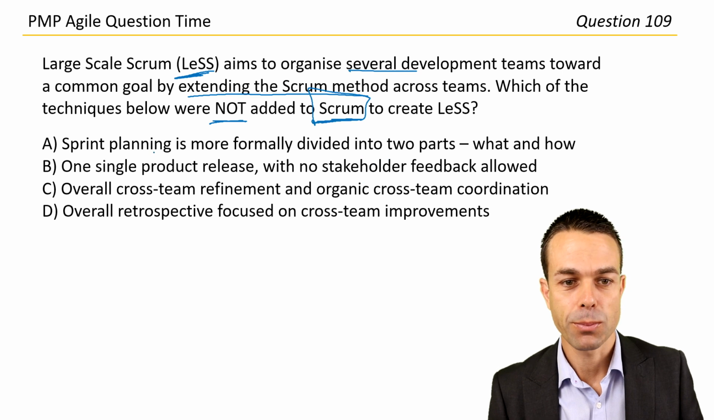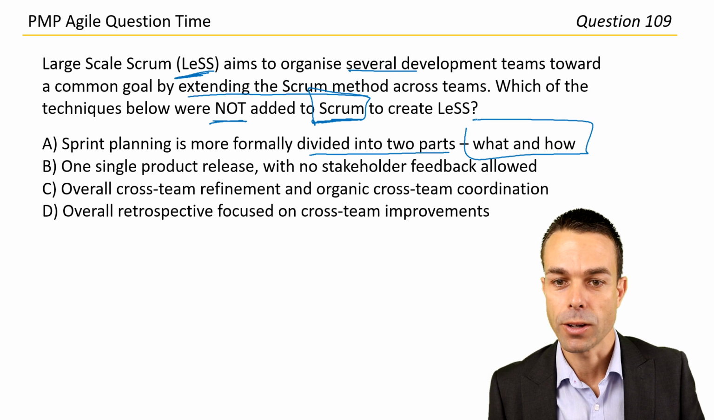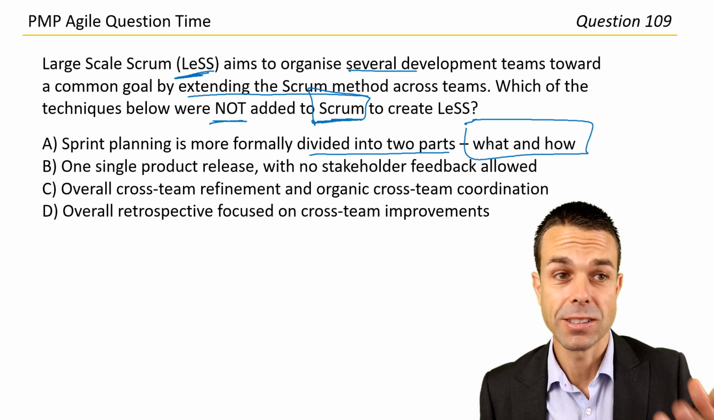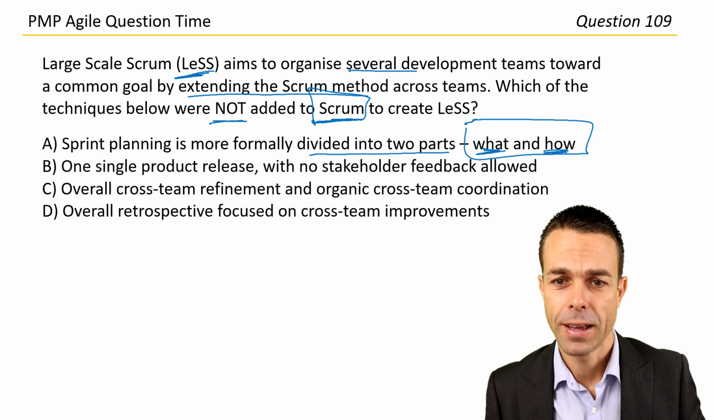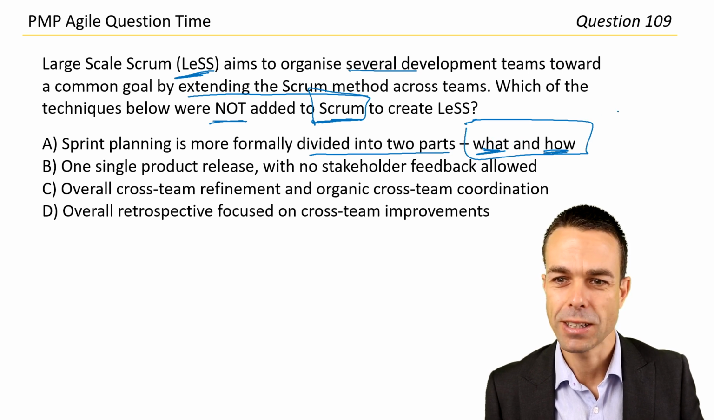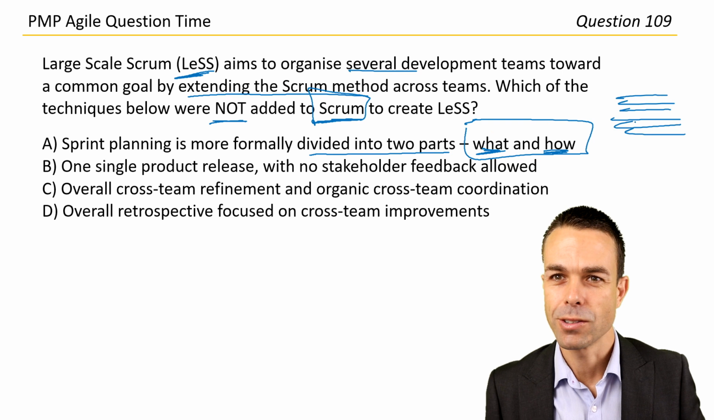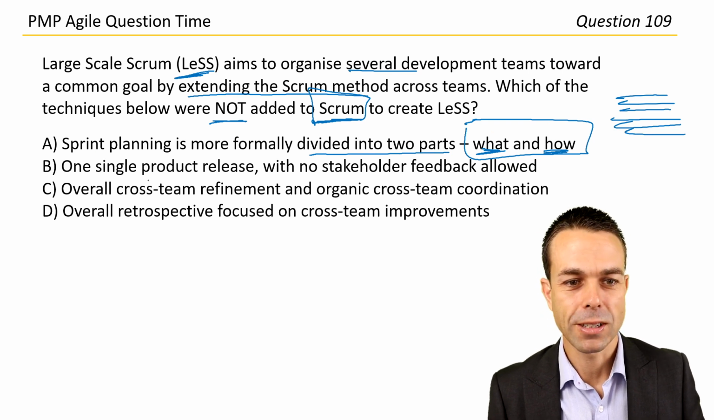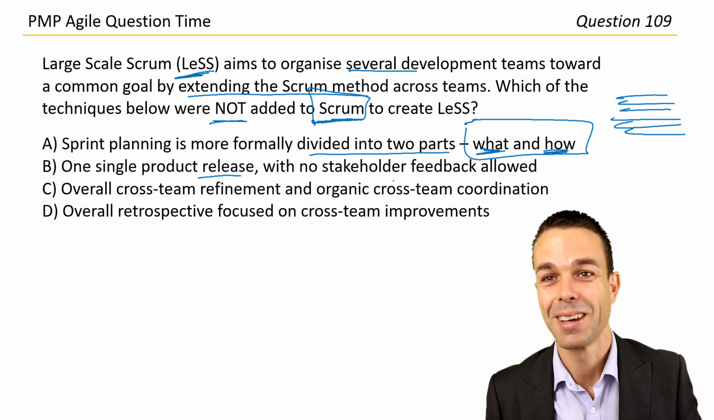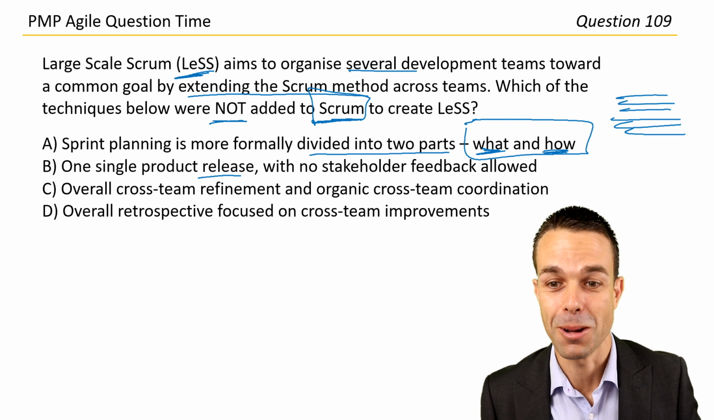All right, sprint planning, more formally divided into two parts, what and how. Okay, so that's not a part of Scrum, but that could have been added, what and how. In sprint planning, usually it's just a product backlog, isn't it? So that's a maybe. Let's see what else we've got. One single product release with no stakeholder feedback allowed. Well, this one just stands out like a sore thumb, doesn't it?